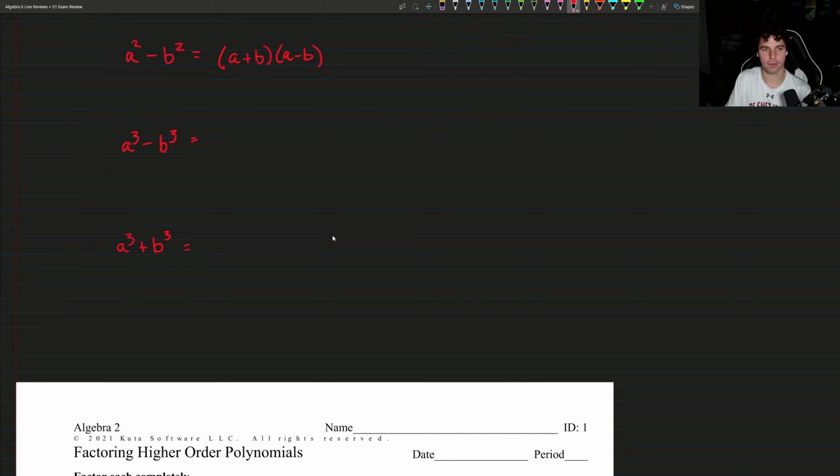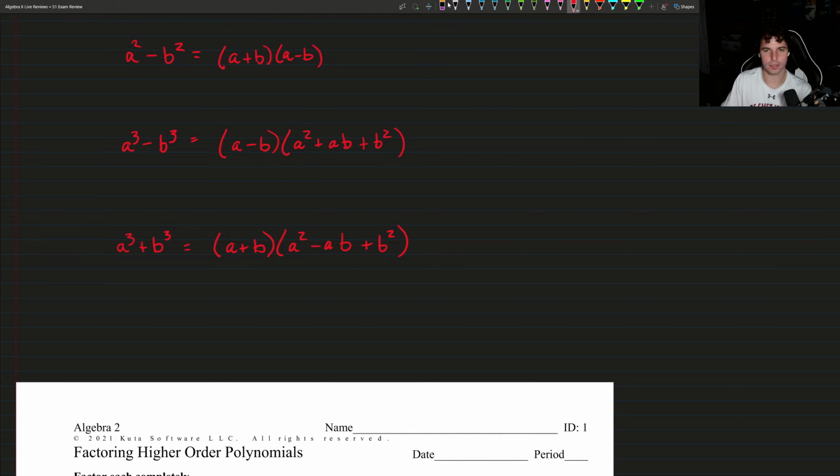Okay, a cubed minus b cubed, that is a minus b times a squared plus ab plus b squared. And a cubed plus b cubed, that's a plus b times a squared minus ab plus b squared. Okay, so these are the three special cases.